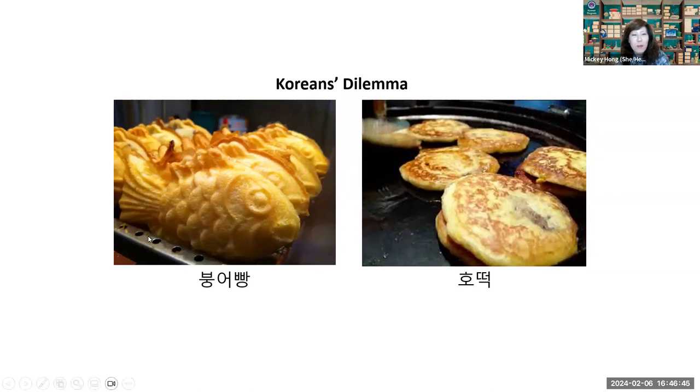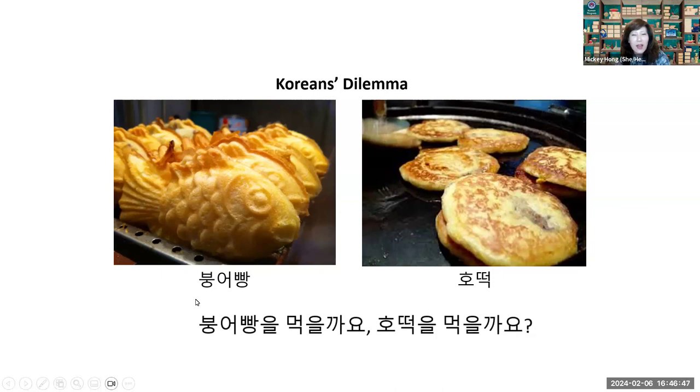Some are 붕어빵 fans, some are 호떡. 호떡 is the flat stuffed pancake with brown sugar and cinnamon and such inside. It's very drippy. 붕어빵을 먹을까요? 호떡을 먹을까요? Another food that is associated with weather is 전.